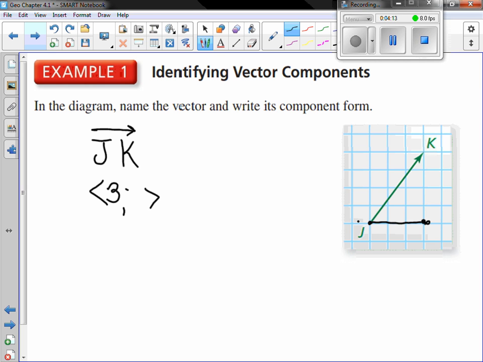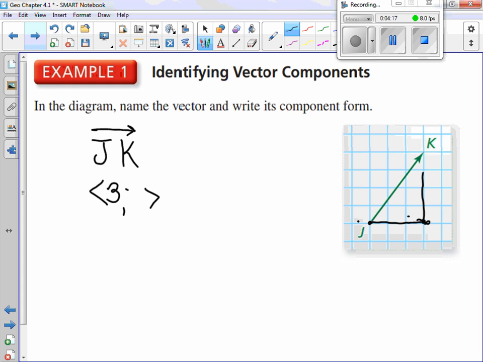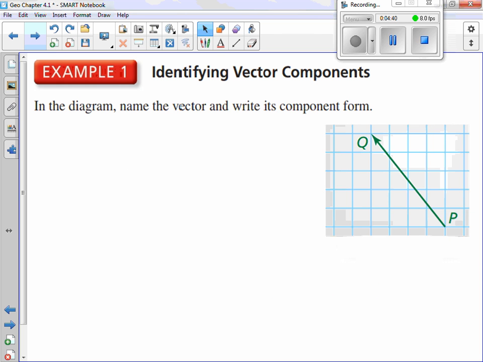And where does it go from there? Up 4. 1, 2, 3, 4. And since we're going up, it would also be positive 4. So the name for this vector would be JK, with our ray going from J to K. And the component form would be 3, 4. And that's it. Questions on this here? Let's look at the next one.